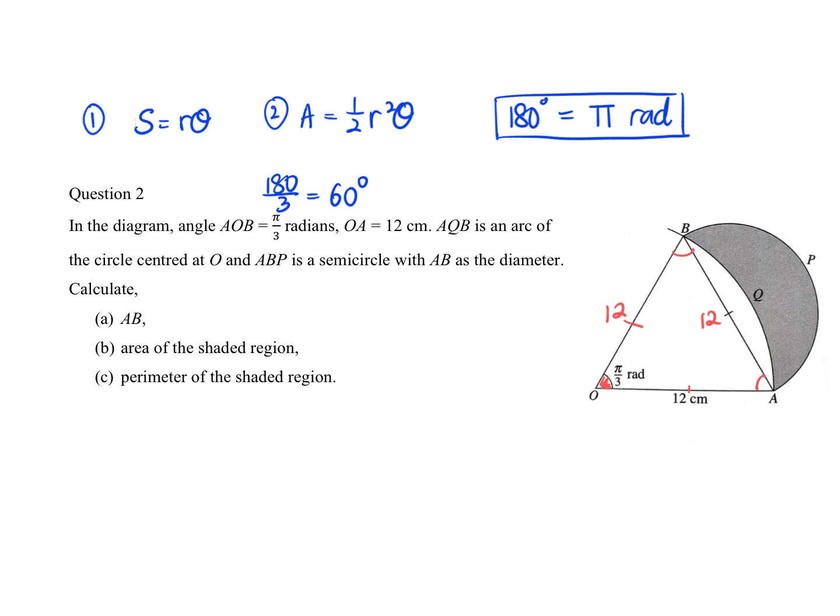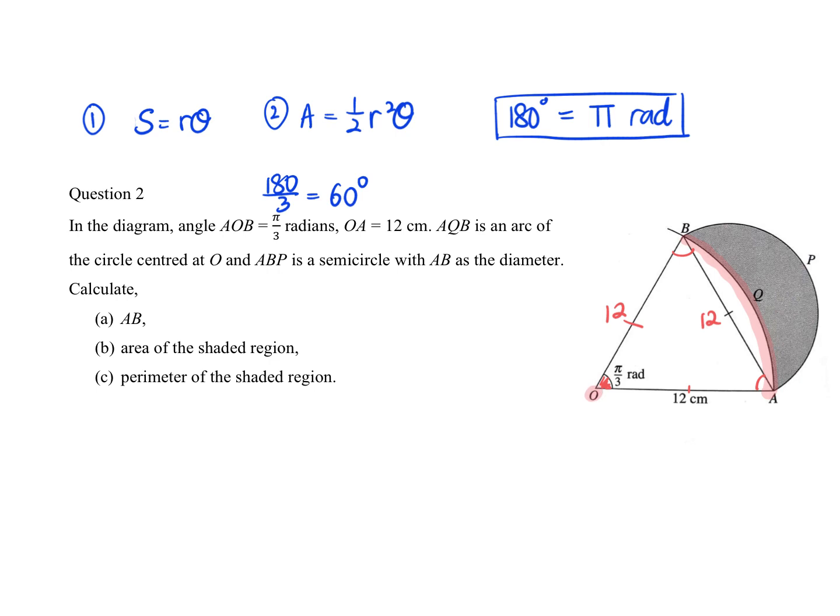OA is 12 cm, which I've identified. AQB, where is AQB? Oh, this portion, this is an arc with center O. So there are 2 parts. This is not really an arc over here. BPA is a semicircle, right? A semicircle on its own, so it's slightly different. Then the one that they want is BQA, AQB, center about O.